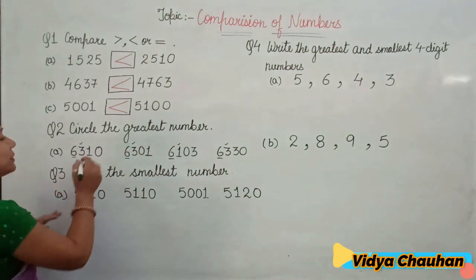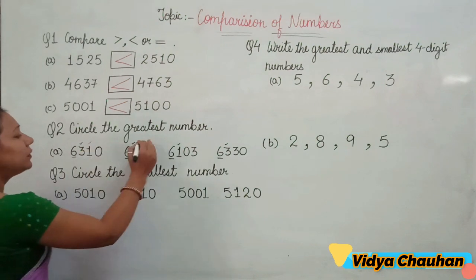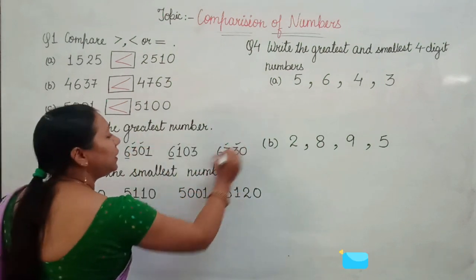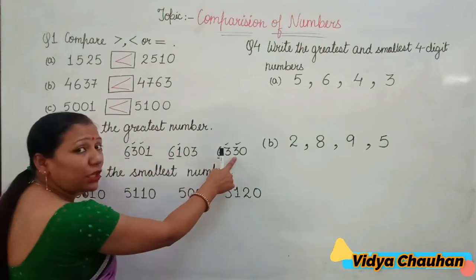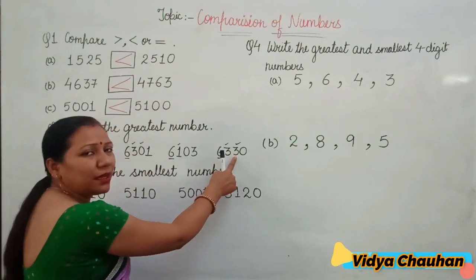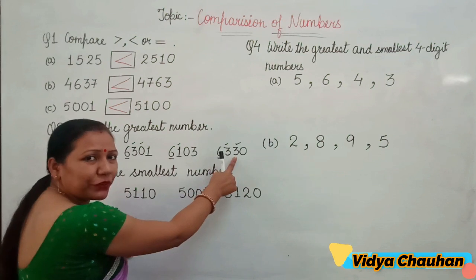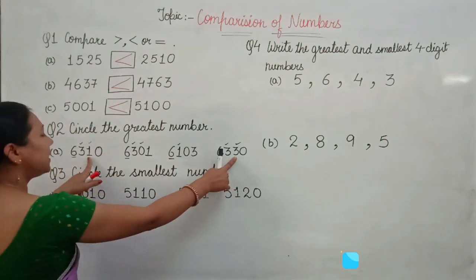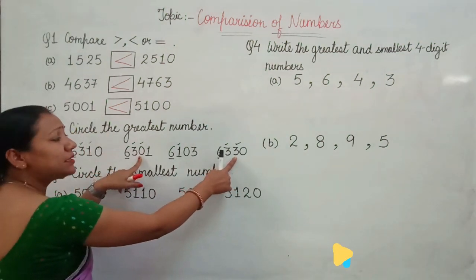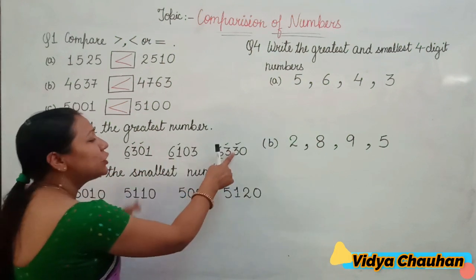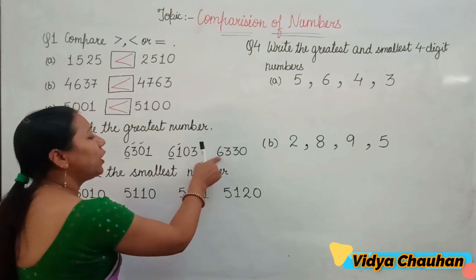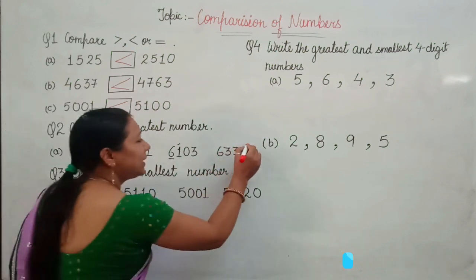Now coming to the next place value 1, 0, 3. Among these 1, 0 and 3, which value is greater? 3 is the greatest one. 3 is greater than 1 also. 3 is greater than 0 also. And this number is already out from the race. So which is the greatest number now? Yes.